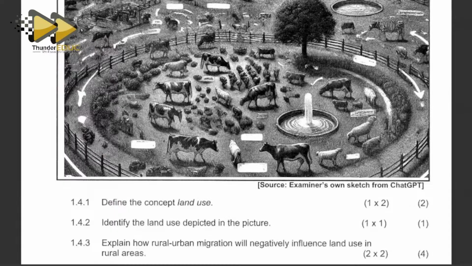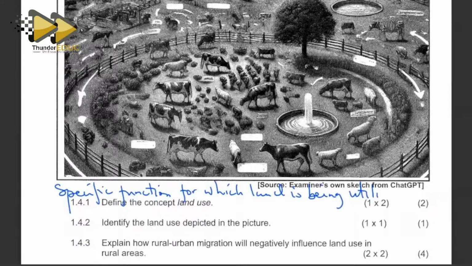When you're looking at land use, we are looking at a specific function for which land is being utilized. Land is used for different purposes or is designated for different functions. So the concept land use, we are saying, what is the land being used for? What is the major activity that is taking place in that particular geographical space? Are we doing crop farming? Are we doing animal husbandry? Are we doing forestry? Is it an area for mining? That is land use. We are looking at the specific designation or function which is being performed on a specific piece of land.